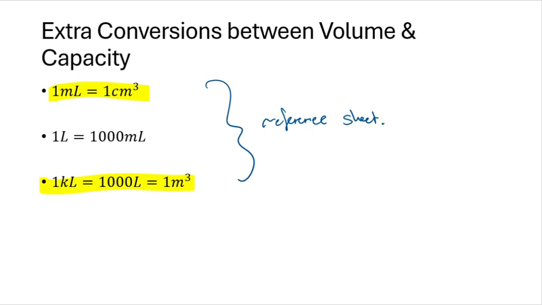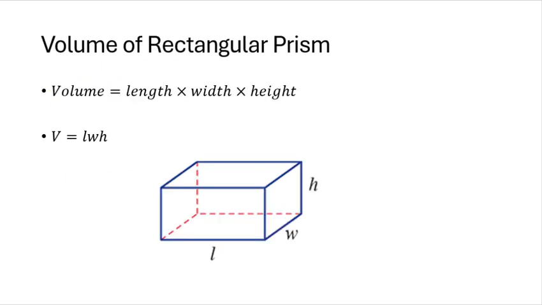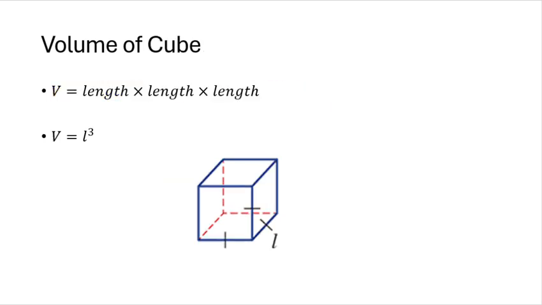So 1 milliliter is equivalent to 1 centimeter cubed. You should know the second one already. 1 liter is 1000 milliliters. And the last one is 1 kiloliter is the same as 1000 liters, which is the same thing as 1 meter cubed. Okay. This is something you may need. Okay. Volume for a rectangular prism. It's just length times width times height. For a cube, it's length times length times length. Okay.